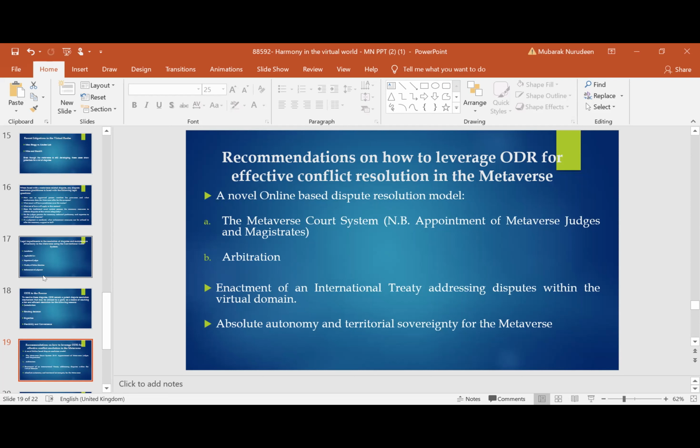And of course, scholars have argued in this regard that the metaverse needs to be recognized as a sovereign entity on its own, such that it is going to have its own laws, its own courts, and enforcement proceedings within the space that will be different from the real world proceedings.